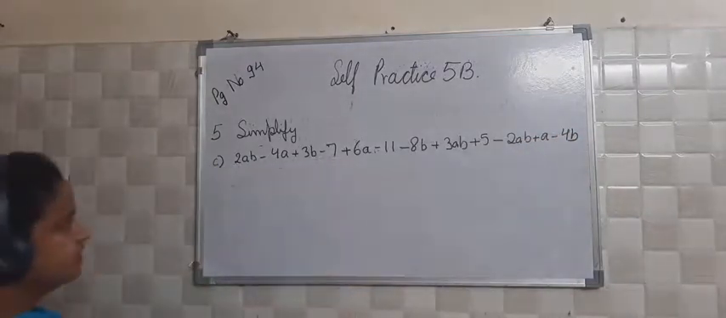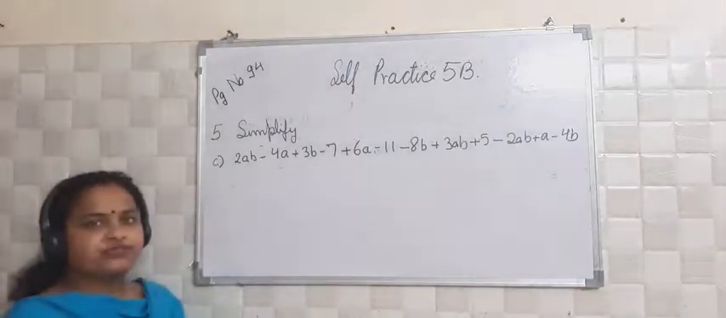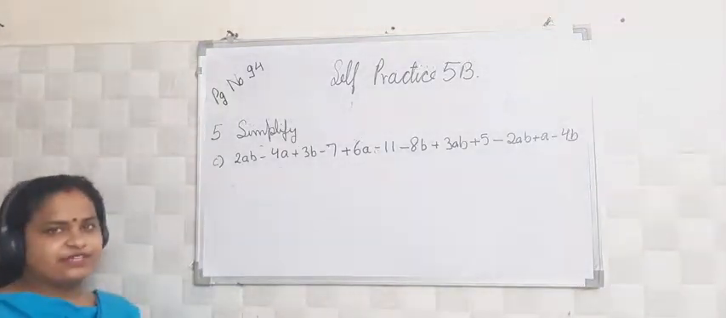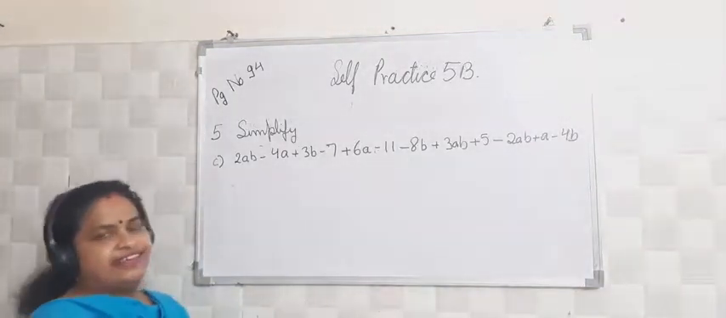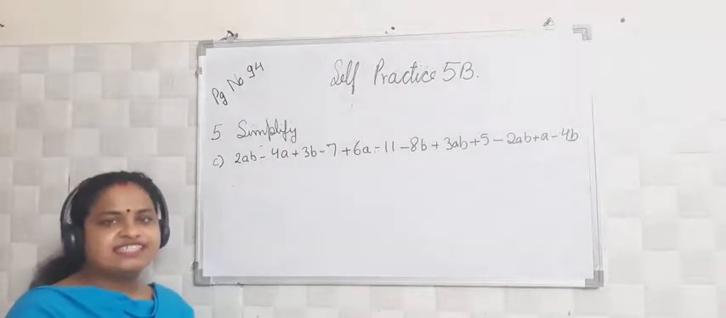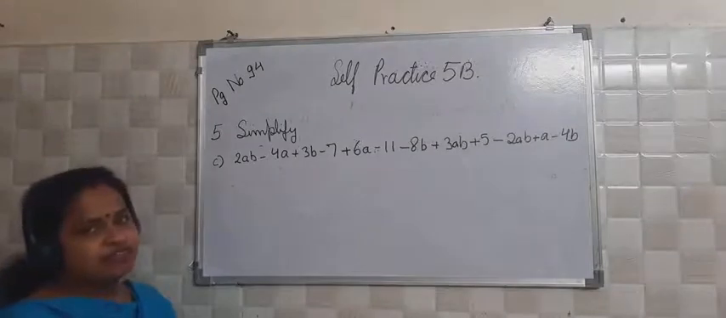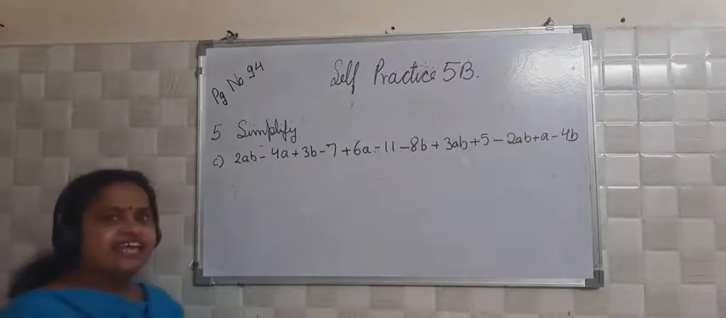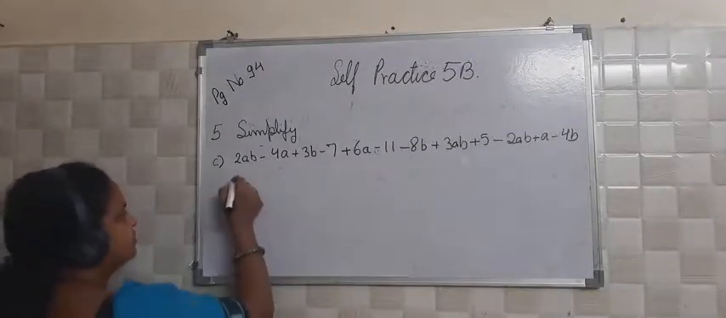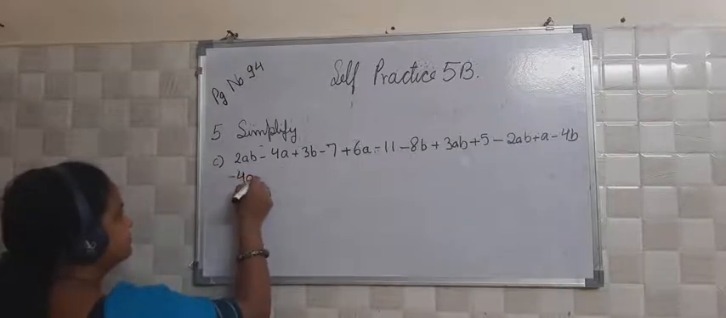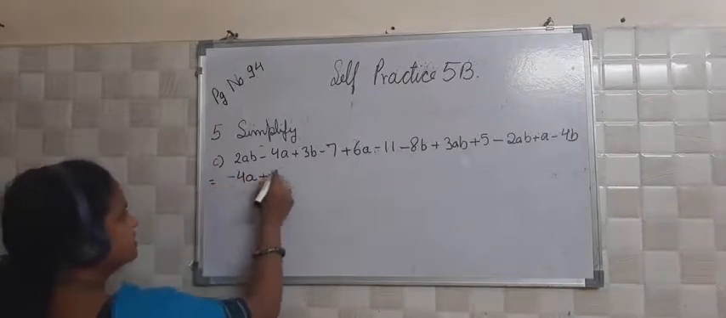See, now you must be thinking you are getting very long equations. Now small equations are there. Now here what will you do? You will take the like terms together. Do the same thing here also. First you will take A. So minus 4A plus 6A.